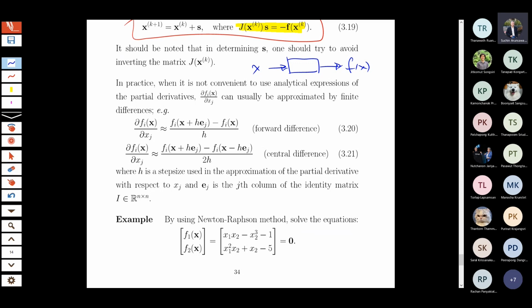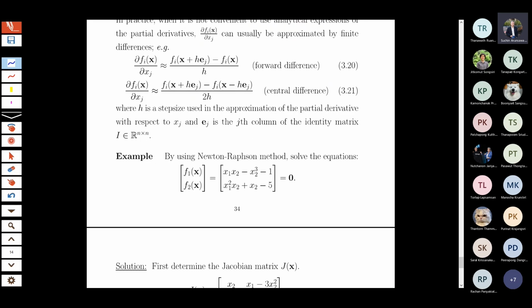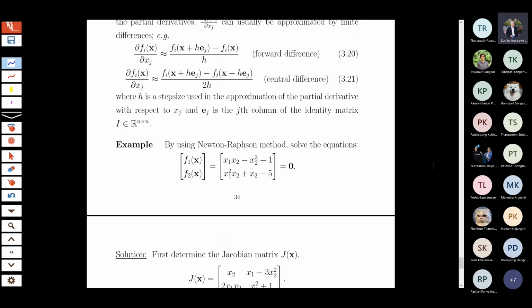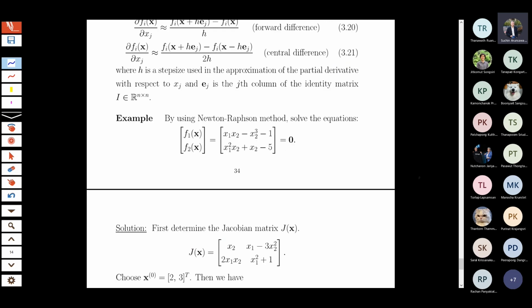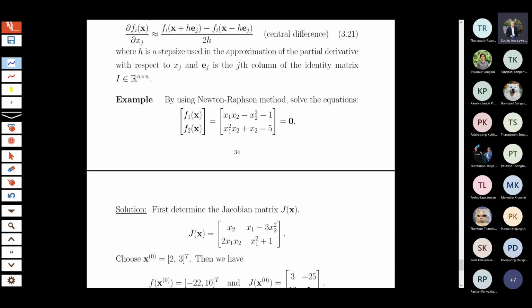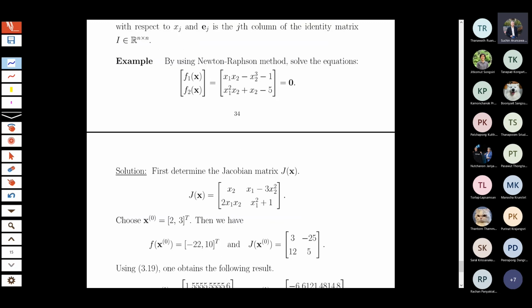So in that case, the partial derivative, partial f_i by partial x_j, is approximated by finite difference. This is a kind of approximation. I just show you that; the details are in EE 507. Now we look at this example, which illustrates how we can apply Newton-Raphson to solve a system of nonlinear equations. f1(x) is equal to x1 x2 minus x2 cubed minus 1, whereas f2(x) is equal to x1 squared x2 plus x2 minus 5.